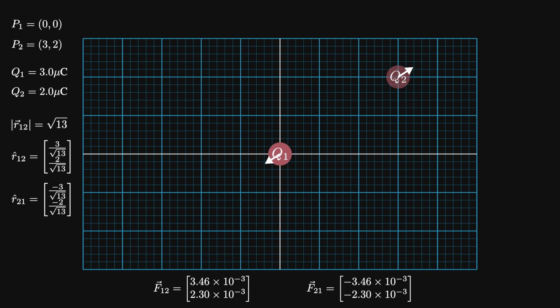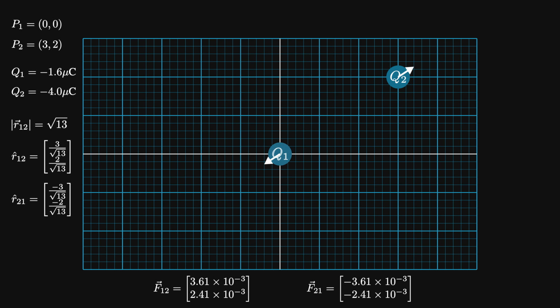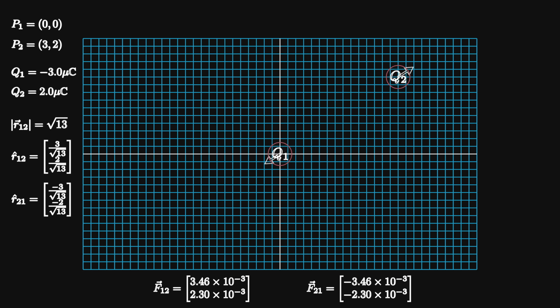Upon varying the values of the charges, the forces vary accordingly. It's worth mentioning that we can also extend all of this to 3 dimensions, where we simply replace the force and direction with 3D vectors. For visual simplicity, we'll keep everything 2D here, but the working is the same either way.